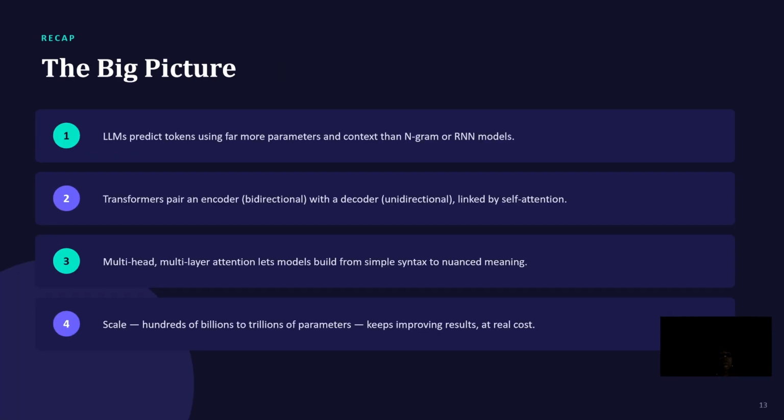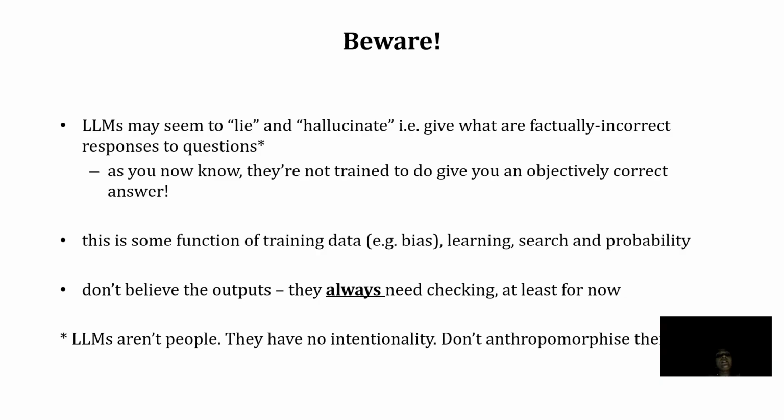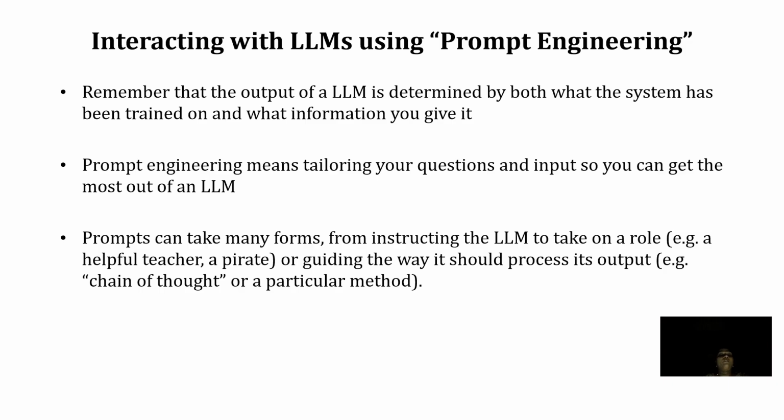This is a quick recap of the big picture about LLMs that we have seen in today's video presentation. Beware, LLMs may seem to lie and hallucinate, so accordingly you try to understand it. And in training data, there is bias in learning, search, and probability. Don't believe the outputs; they always need checking, at least for now. LLMs are not humans, they are not people, they have no intentionality. So try to be aware of LLMs.